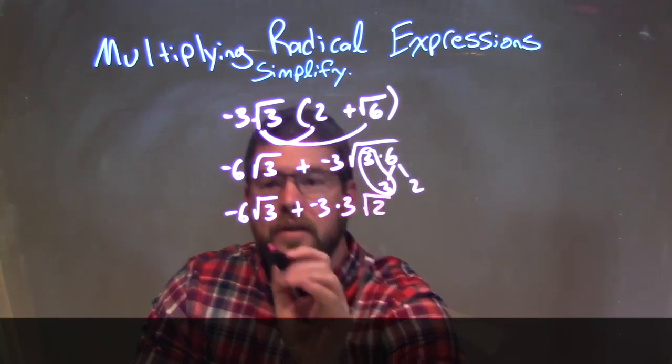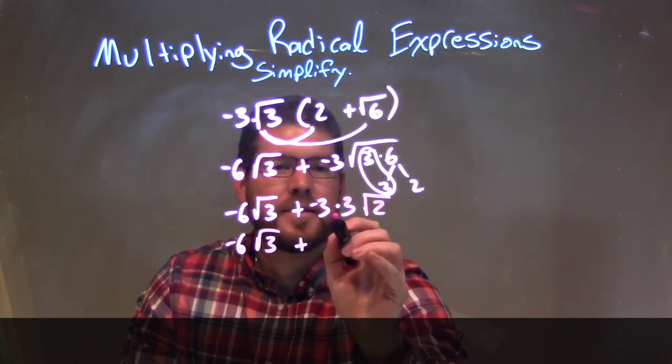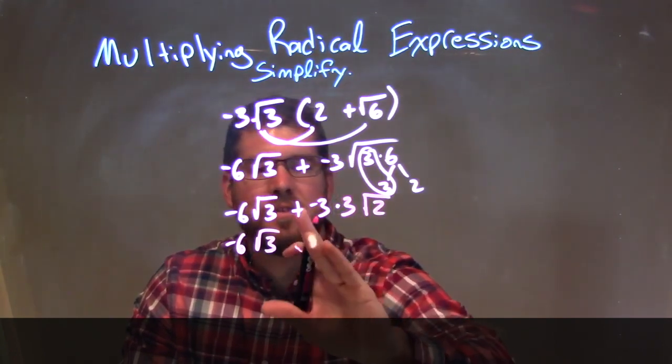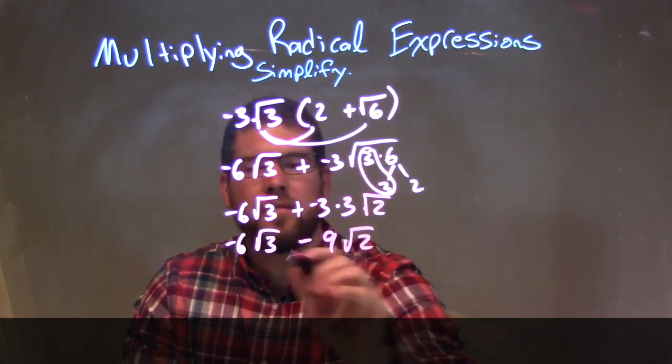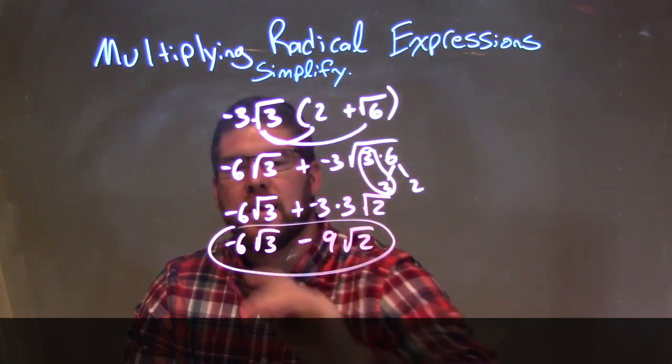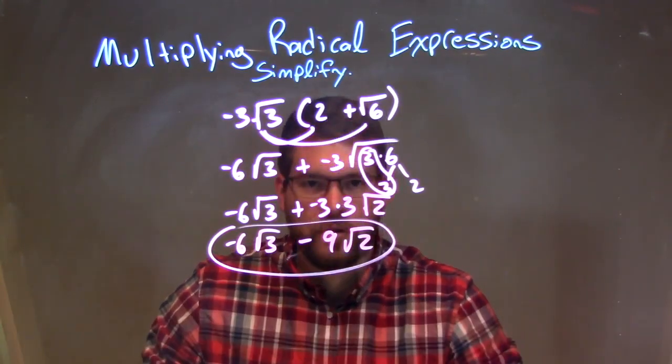So you can simplify this. We have negative 6 square root of 3 just right there, plus, well, negative 3 times 3 is a negative 9, and so since it's a negative 9, we're just making a minus here. So we have minus a 9 times the square root of 2 is left over, and that's it. Our final answer here is this negative 6 times the square root of 3 minus 9 times the square root of 2.